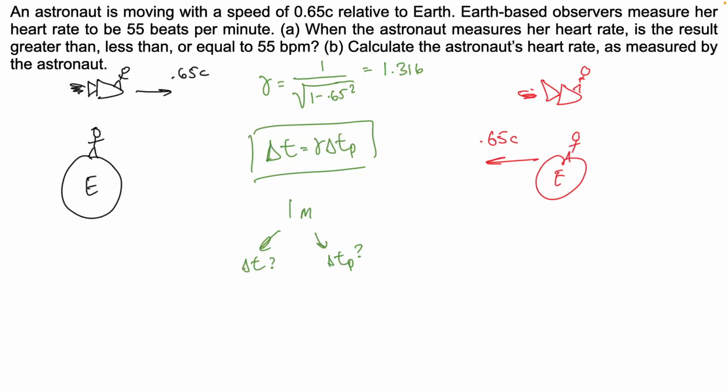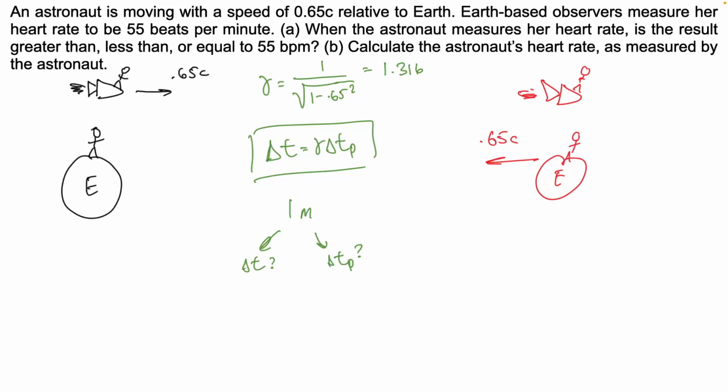So, what do we know about the 55 beats per minute? Who observes it? Who measures it? The person on the earth. And what events are going to take place for them to measure that 1 minute time interval? There's several different ways to think about this. Not all of them are wrong. To time 1 minute, what are they going to have to do? Start and stop a stopwatch.